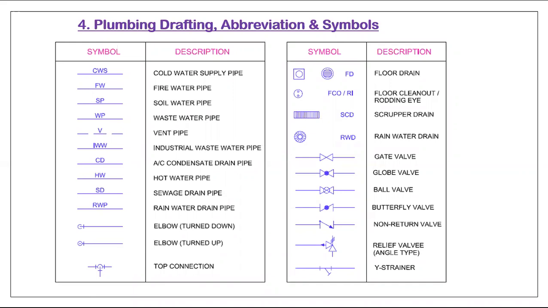Normally we use the Y type strainer in small pipe sizes. The bucket type strainer we use only in large pipe sizes. If you remove this cap, you can drain the strained particles from the bottom. So during periodic maintenance, you will remove the unwanted particles from the strainer.